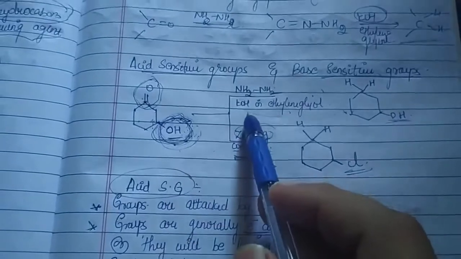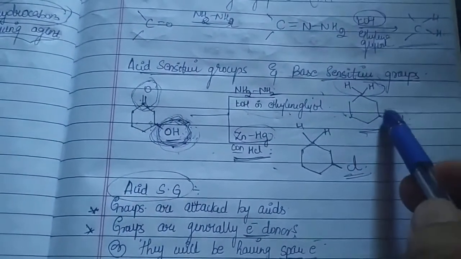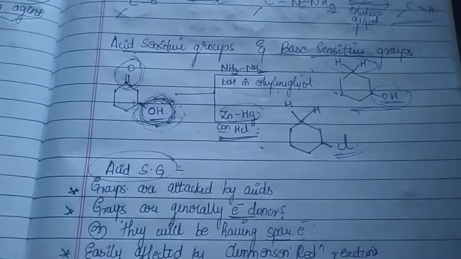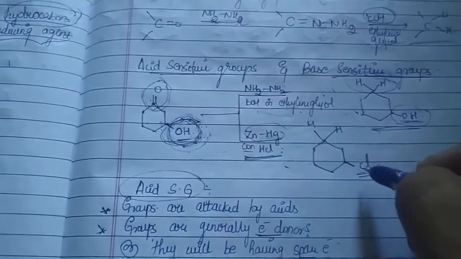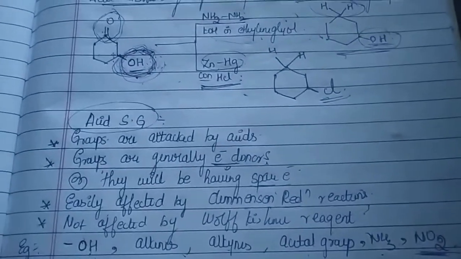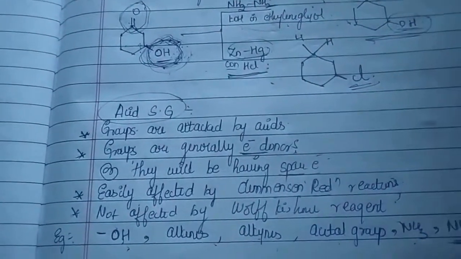So that is the reason in a Wolff-Kishner reduction, the carbonyl group has been reduced, but OH remains as it is. But when the same reactant was treated with the Clemmensen reduction reagents, we see that OH has been converted to Cl. Is that clear?